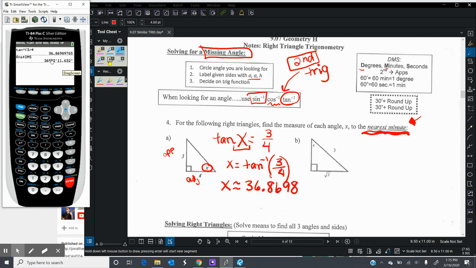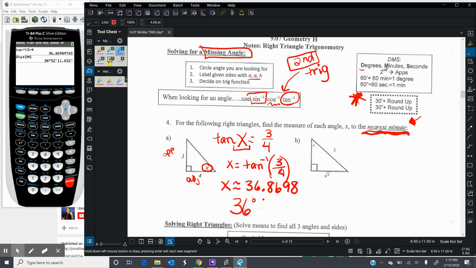Now when rounding, these minutes don't go by 100 like we usually count out of 100. It's going to go out of 60 seconds. So anything 30 or above would round up. Same with the seconds, if that is 30 or higher, it's going to round up. And that little reminder is here on your page. 30 minutes, round up, 30 seconds, round up. So if we have to go to the nearest minute, we're going to have 36 degrees and 52 minutes, because 11 is not going to round us up at all. We're going to do another one.